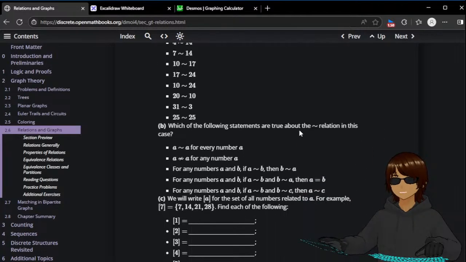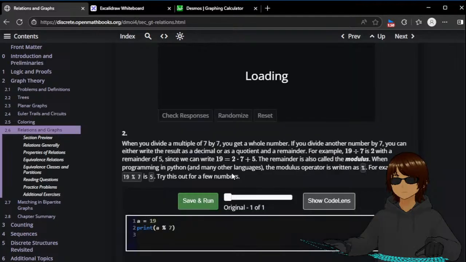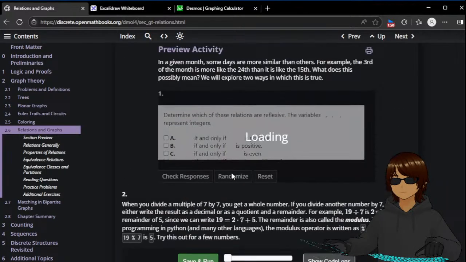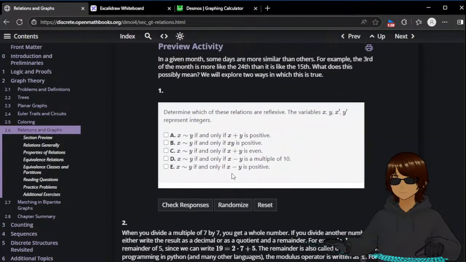Which of the following statements are true about the relation in this case? A is related to A for every number A. This is true. For any numbers A and B, if A and B are related, then B is related to A. Or they changed the question.